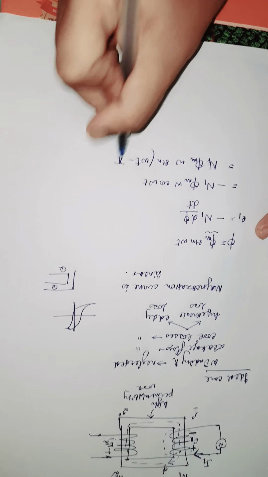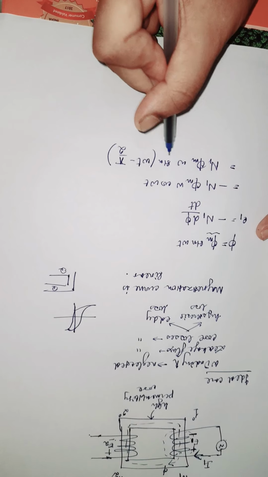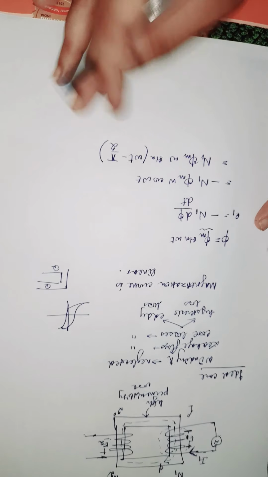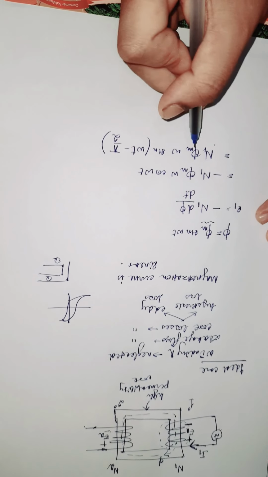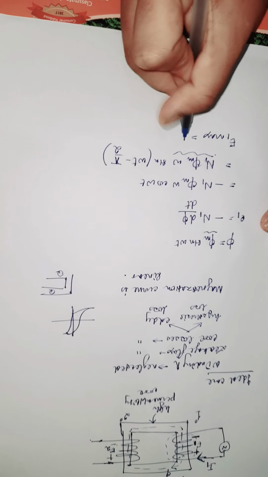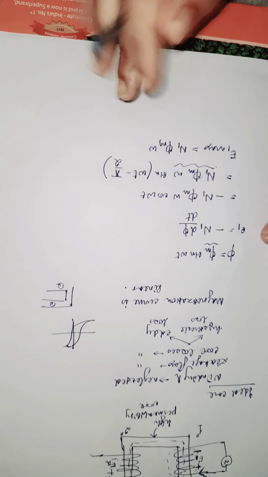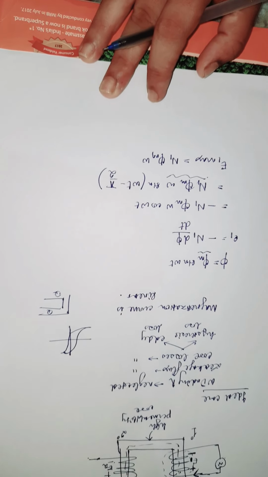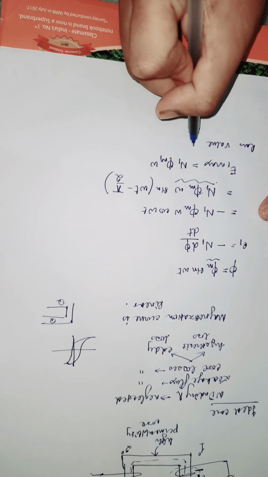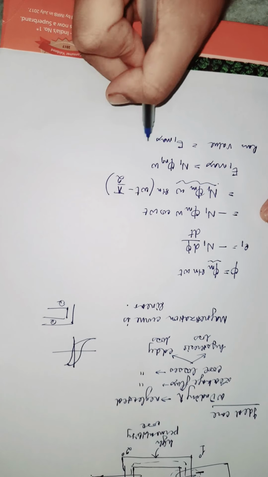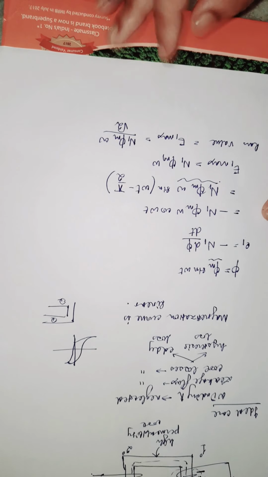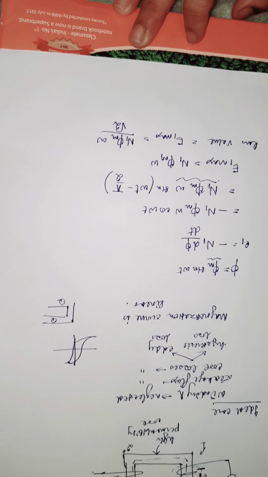We can simply write it like this. Minus cos omega t is written as sin(omega t minus pi by 2). Over here, this is the maximum value of EMF. So we can say E1 max is equal to N1 phi m omega. Then if you want to take out the RMS value of this EMF, the RMS value is N1 phi m omega by root 2. So this is what we derived.